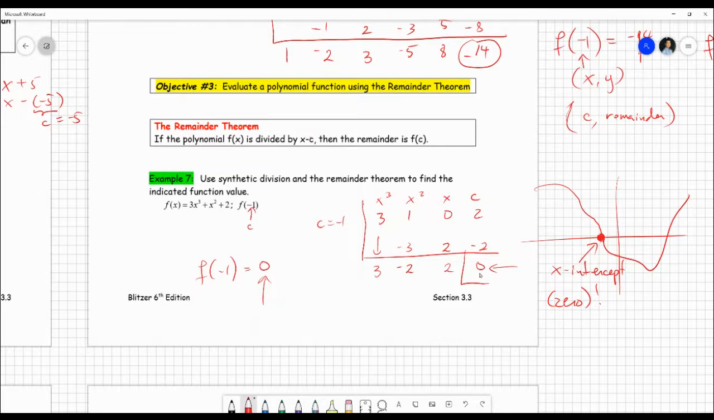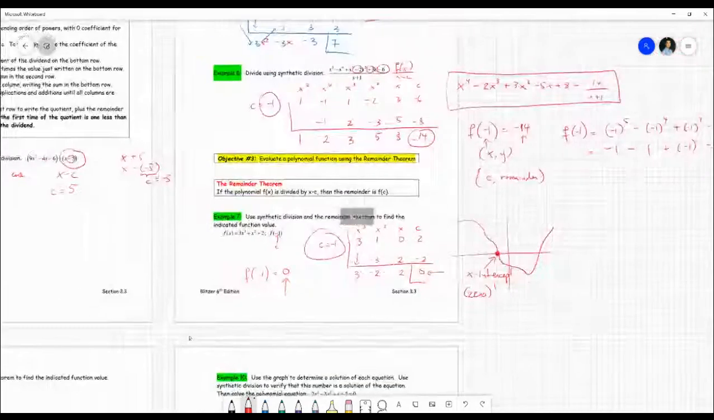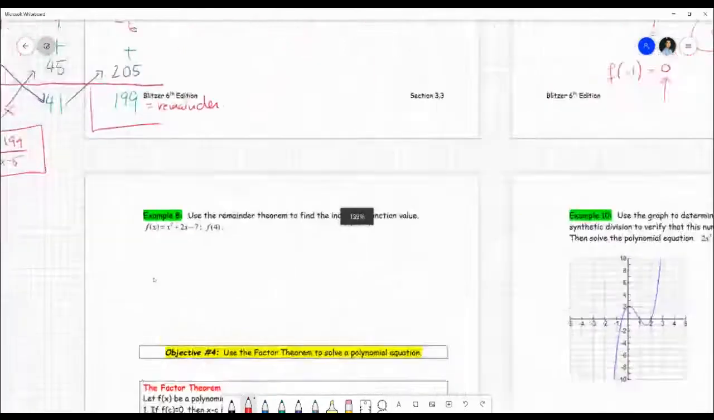So this reminds you of what I said earlier: if the remainder is 0, that means this c is a zero or an x-intercept. So that's very important. Same thing here. I'll give you a minute to try it, and then I'll show you the answer.